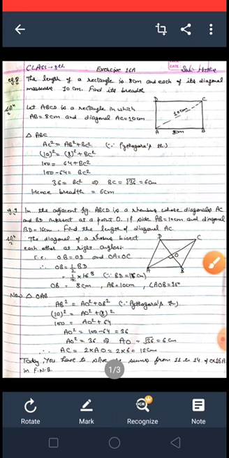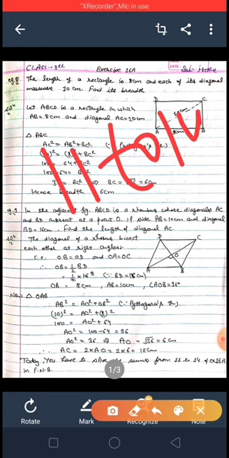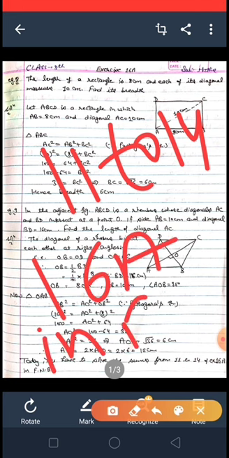Clear? Now today you have to solve the sums from 11 to 14 of exercise 16A in your fair notebook.